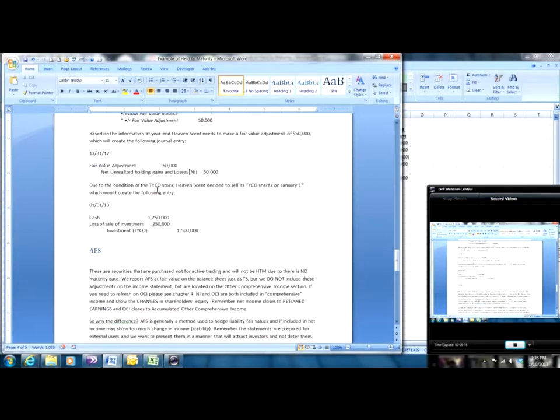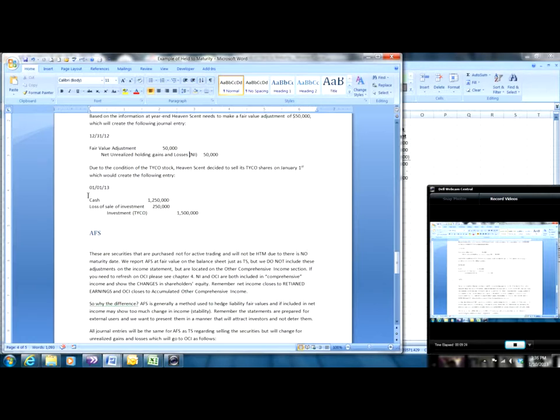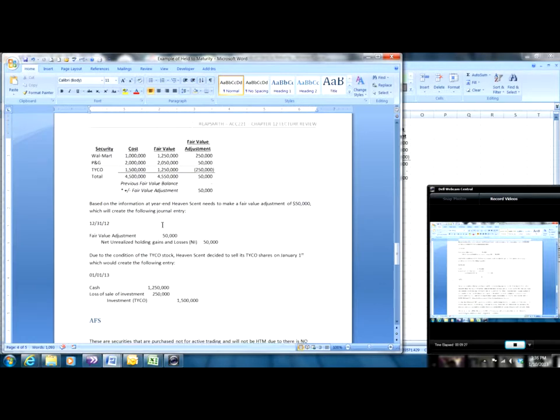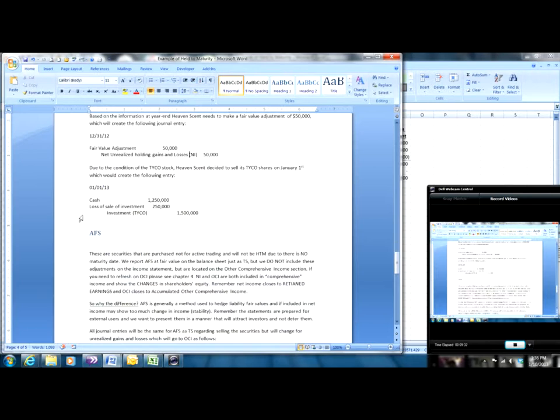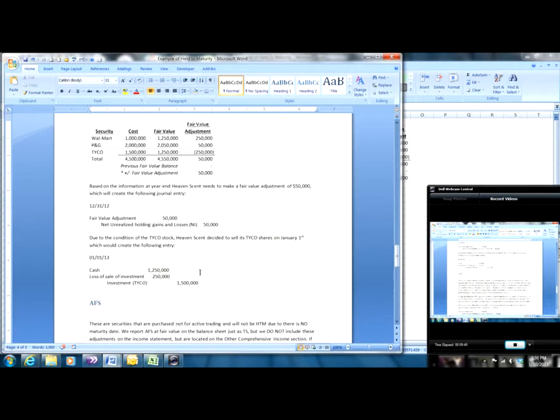Okay, due to the condition of Tyco stock, Heavenson decided to sell its Tyco shares on January 1st. So that would be after the end of the year close. So they sold it for fair value, which we know fair value was $1,250,000. So they got cash of $1,250,000. They did incur a loss, so we debit our loss account $250,000, and then we clear the asset account $1,500,000. So that stock is sold. Okay.